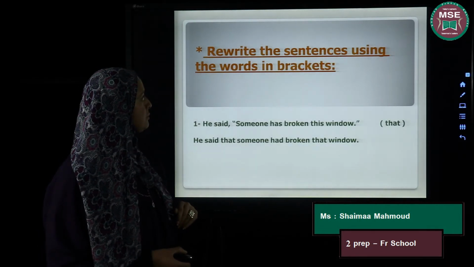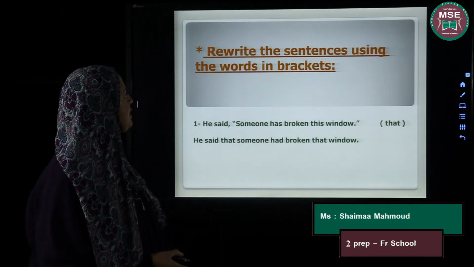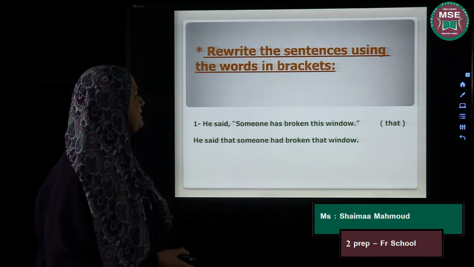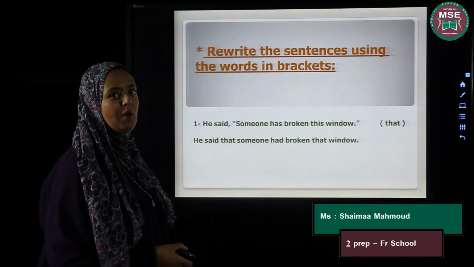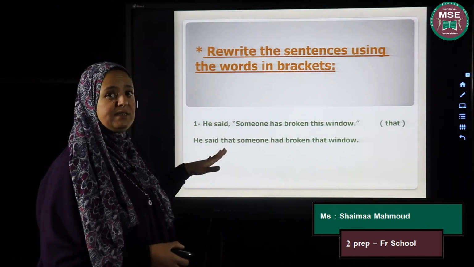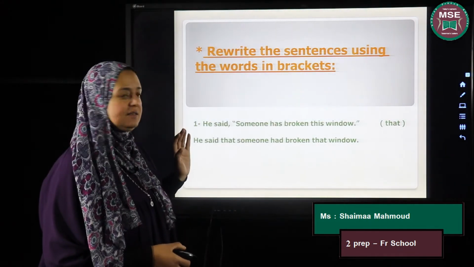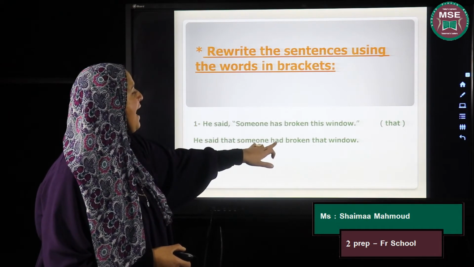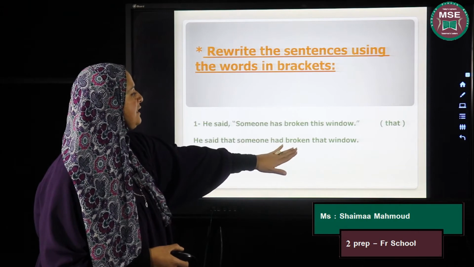Now, rewrite the sentences using the words in brackets. He said someone has broken this window. Now I need to rewrite this sentence using the word that. So, he said that someone had broken that window.